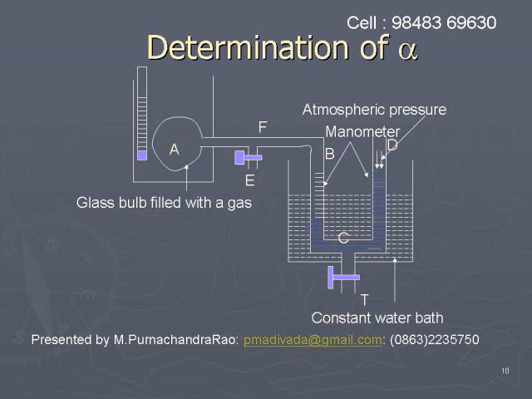The left end of the manometer carries a scale using which we can measure the volume of the gas inside the spherical bulb. The left side limb carries a scale. The right side limb is exposed to atmosphere. The mercury level in the right side end is exposed to atmosphere, so the pressure over this mercury level will be atmospheric pressure. Like this, we have to understand the apparatus used for measuring the coefficient alpha.